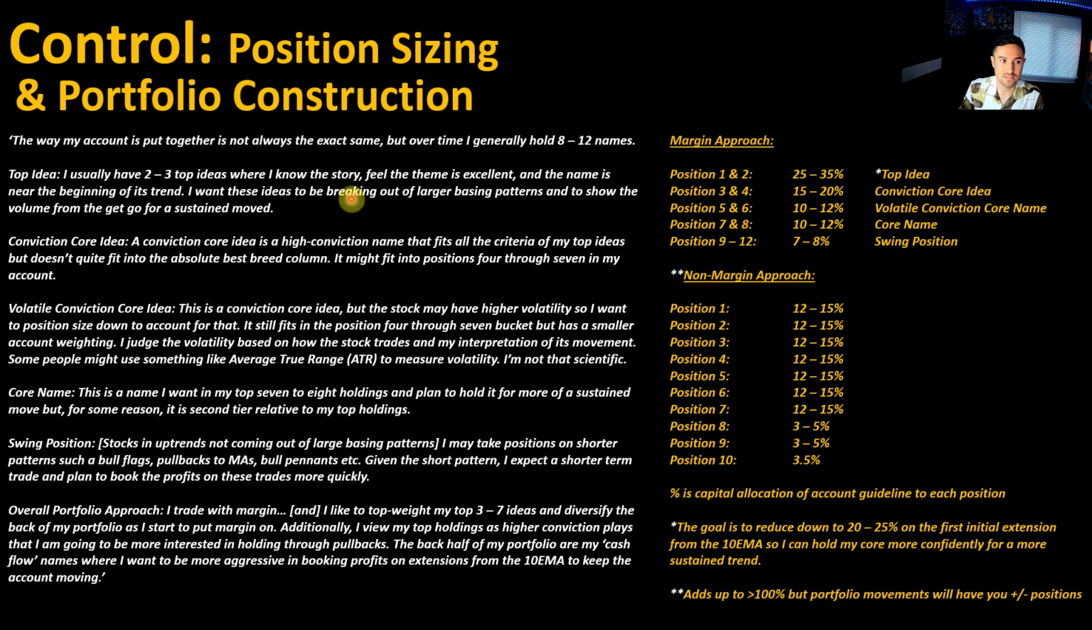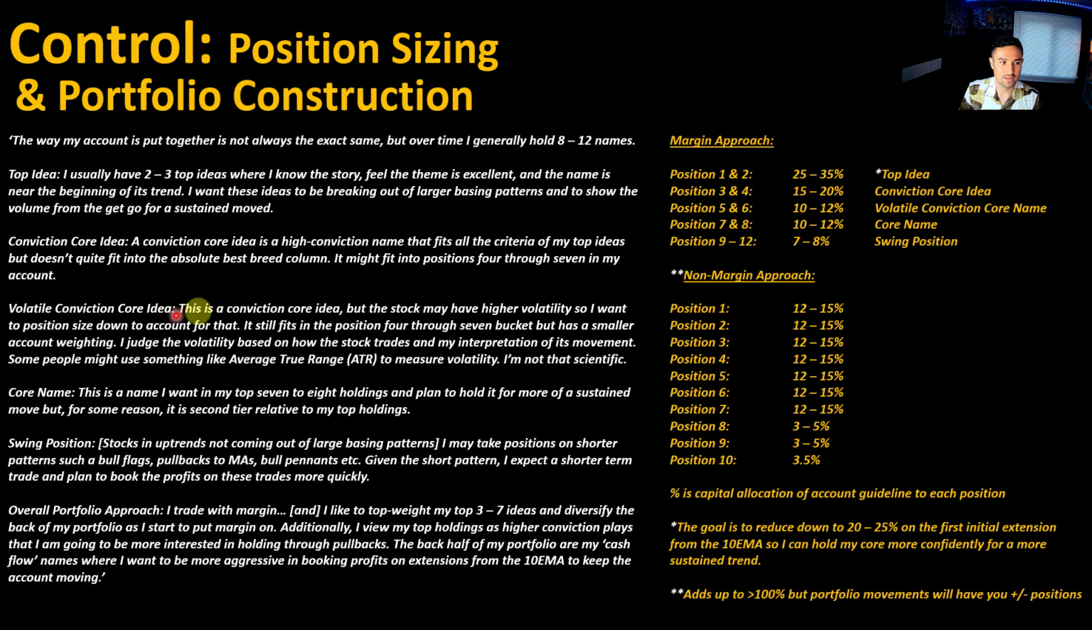I want these ideas to be breaking out of larger basing patterns and to show the volume from the get-go for a sustained move. So basically breaking out of a really large phase 1 base, showing relative strength, ticking all the criteria. Then he has a conviction core idea. A conviction core idea is a high conviction name that fits all the criteria of my top ideas but doesn't quite fit into the absolute best column. It might fit into positions 4 through 7 in my account.